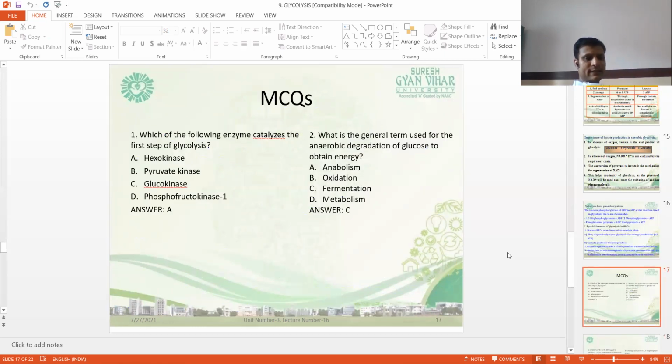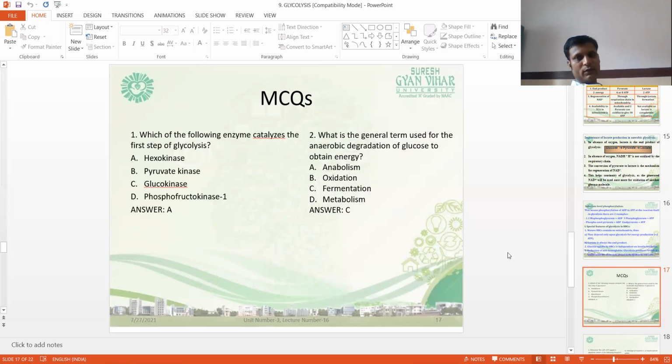Now we'll be seeing some of the MCQs based on what we have studied till now. In a nutshell, I just want to brief what we have studied. We have studied glycolysis. So what is glycolysis? It is a breakdown of glucose to simpler molecules. When glycolysis occurs in the presence of oxygen, the end product is pyruvate, and when it occurs in the absence of oxygen, the end product is lactate.